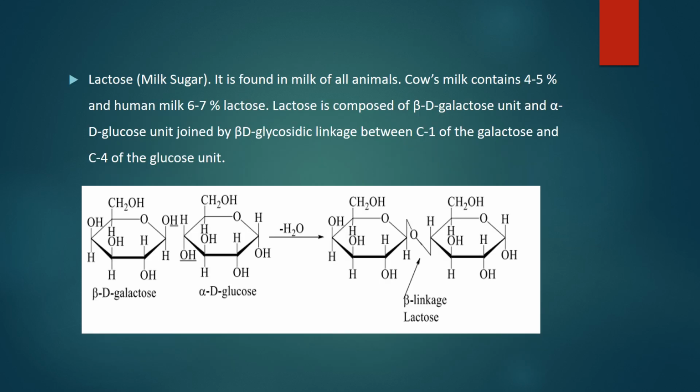Next, we are going to see lactose. Lactose is also a disaccharide. It is obtained from milk sugar. It is found in the milk of all animals. Cow's milk contains 4 to 5 percent and human milk contains 6 to 7 percent lactose. Lactose is composed of a beta D-galactose unit and an alpha D-glucose unit. These units are joined by a beta glycosidic linkage between carbon 1 of the galactose and carbon 4 of the glucose unit.